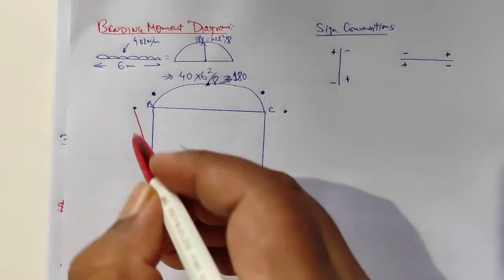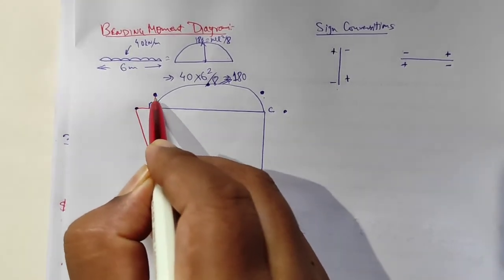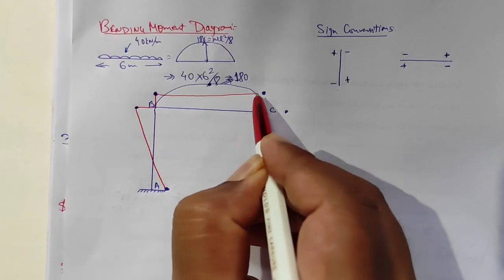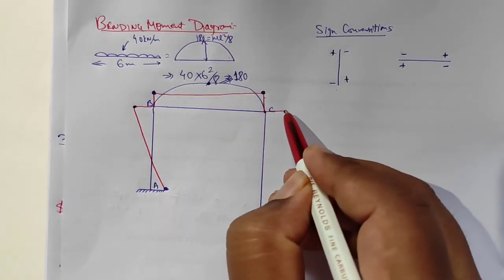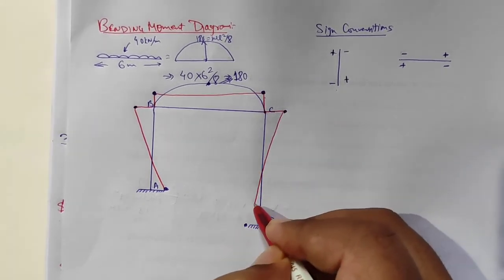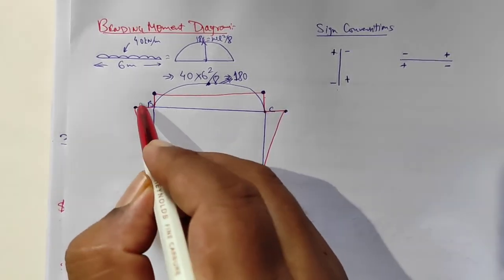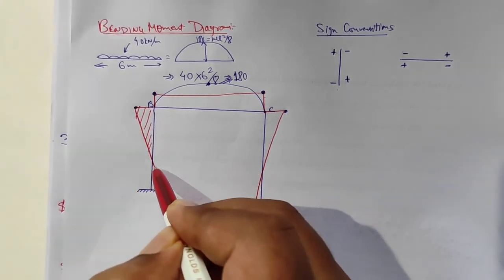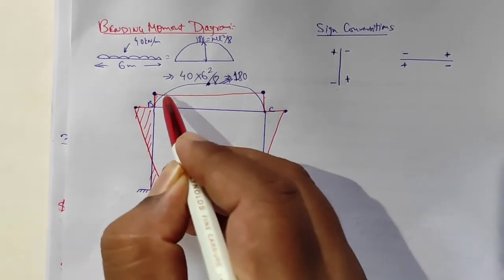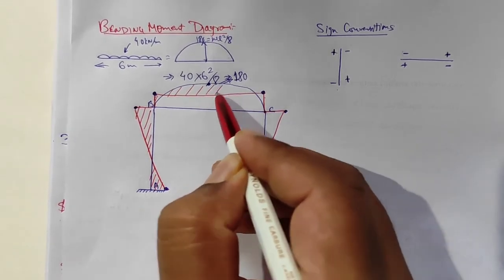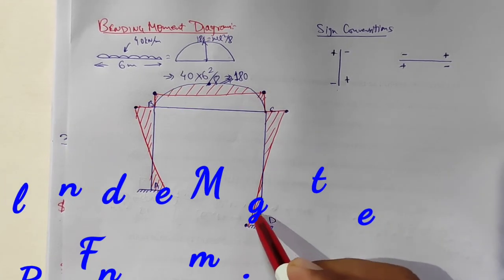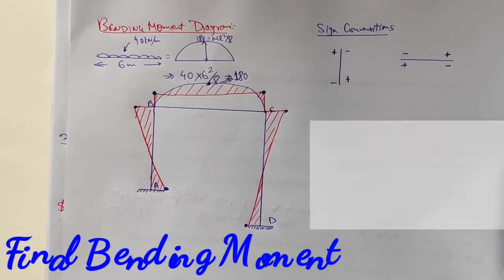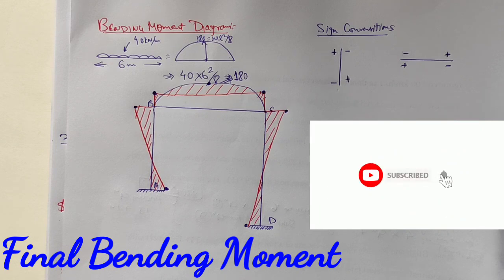So I will join all the values what I have pointed like this, and using hatch lines I will show my final bending moment in this way. So this will be my final bending moment diagram using slope deflection equation for the frame having sway.